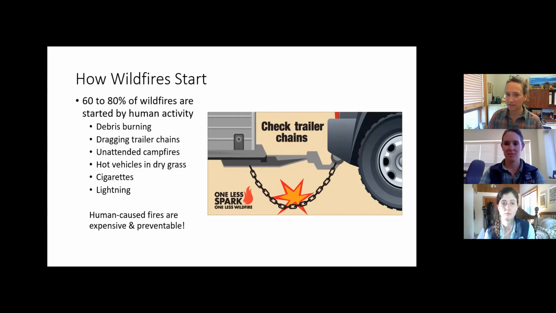Dragging trailer chains in the summertime. You see those sparks flying off and igniting cured grasses in the ditches. Unattended campfires, hot vehicles driving through dry grass. So these are the sources of ignition, in addition to lightning, obviously. But yeah, human-caused fires are expensive and they're preventable. So again, we're talking about our ignition source. This is something that we can do something about.